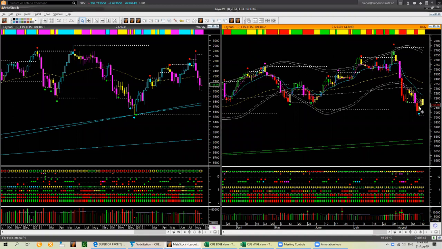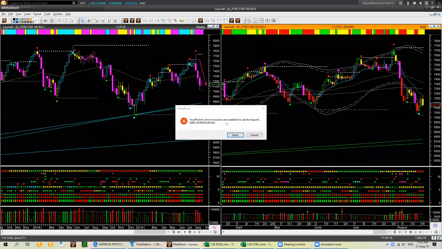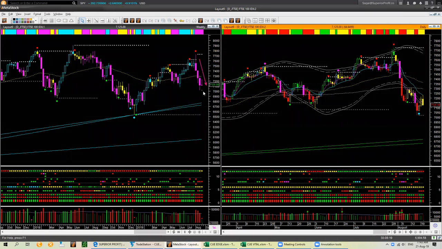FTSE market, let me check the date. As of 20th August, as of yesterday's close, the weekly is bearish, was bearish and is bearish. The weekly candle color and shape for this week, both are bearish. Daily, it is going down, lower high, lower low. Price is close to the lower boundary. It is in a downtrend, but too extended to initiate a short trade now. It is bearish.